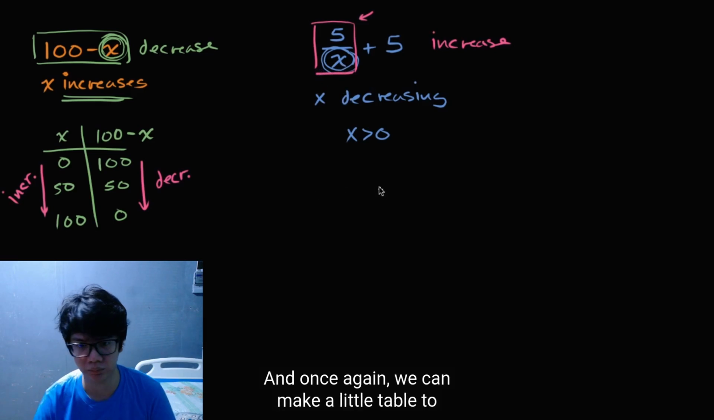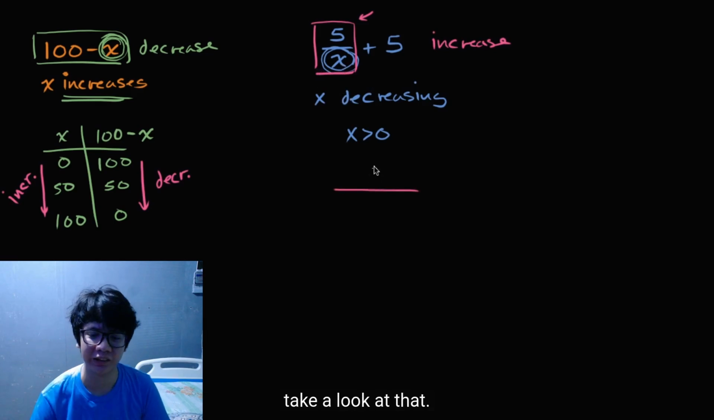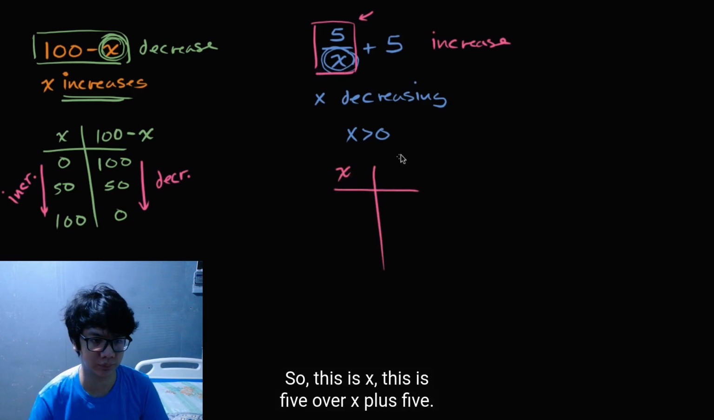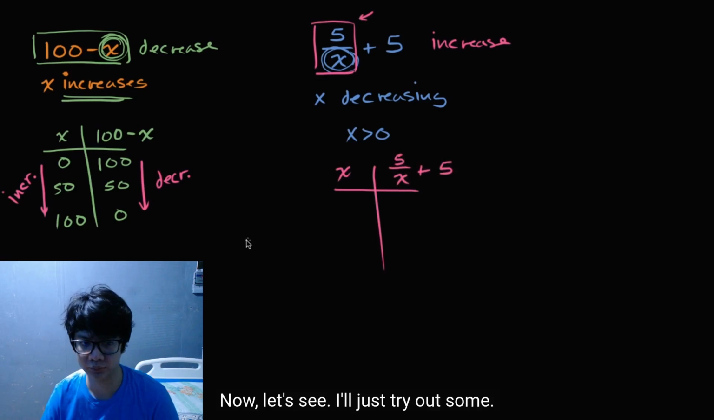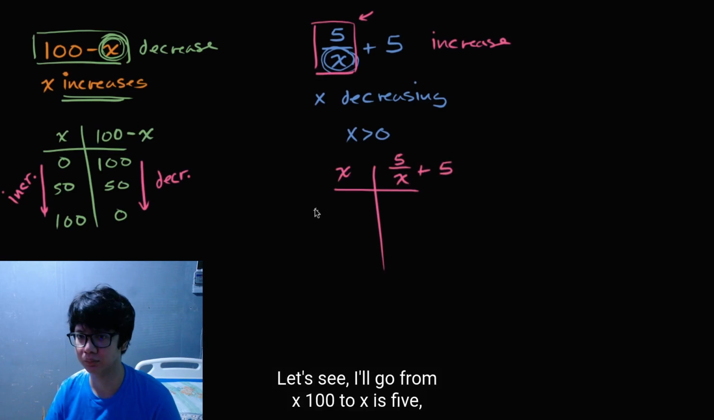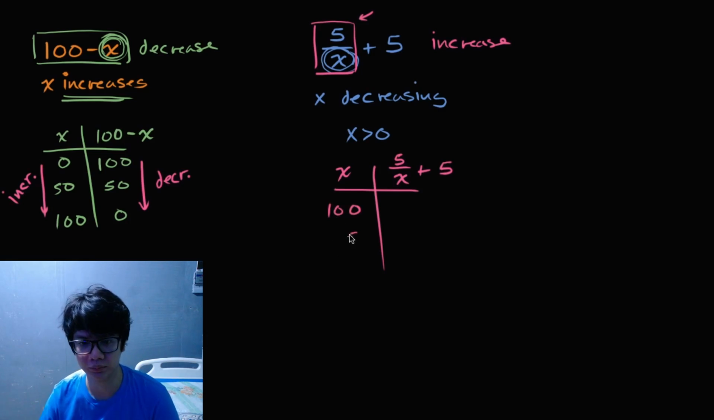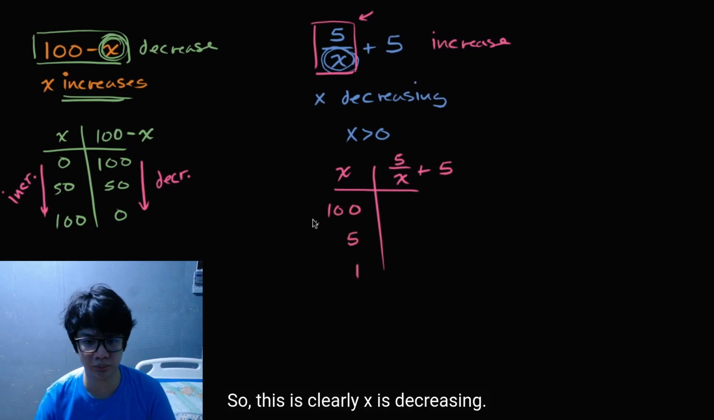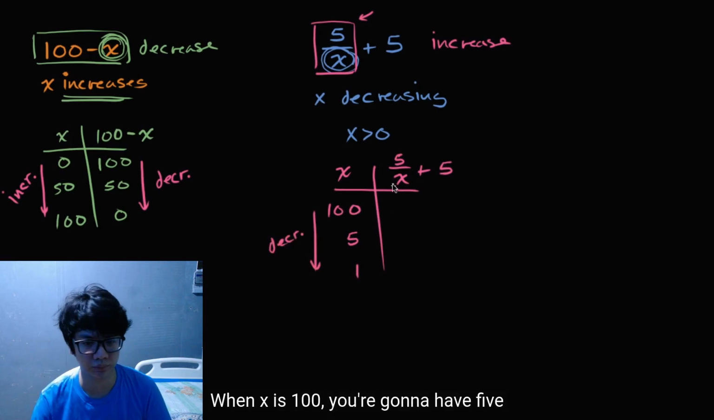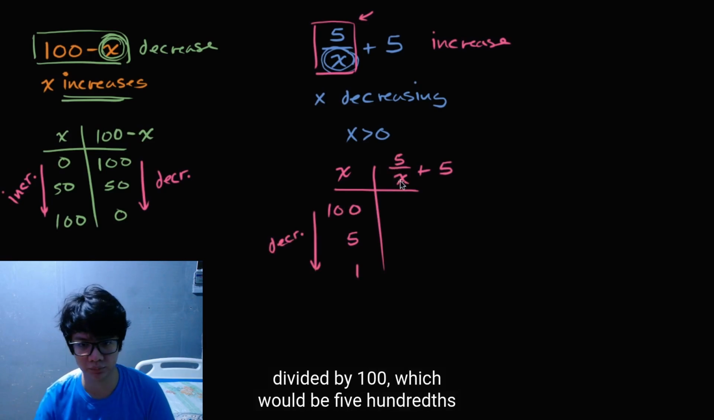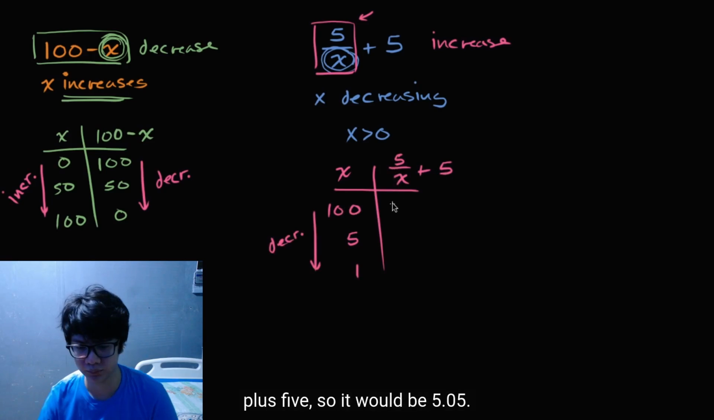And once again, we can make a little table to take a look at that. So if this is x, this is 5 over x plus 5. I'll just try out some. Let's go from x is 100 to x is 5 to x is 1. So this is clearly x decreasing. When x is 100, you're going to have 5 divided by 100, which would be 5 hundredths, plus 5. So it would be 5.05.